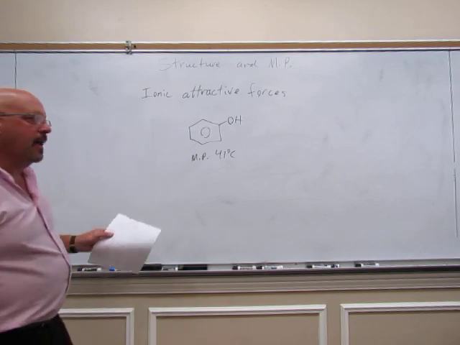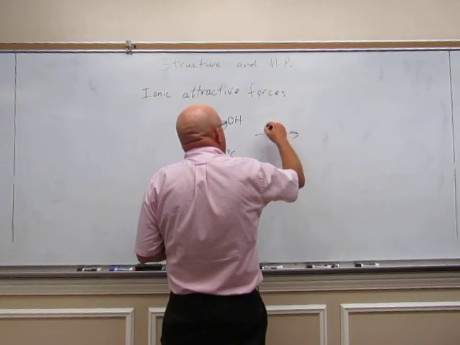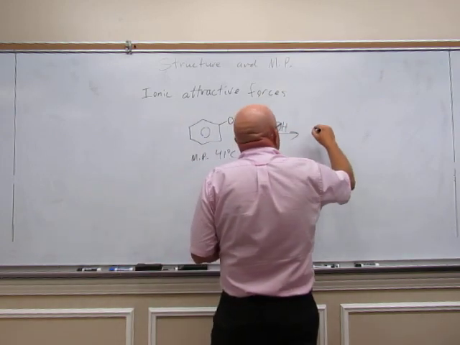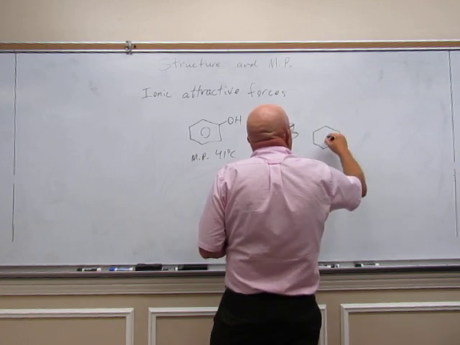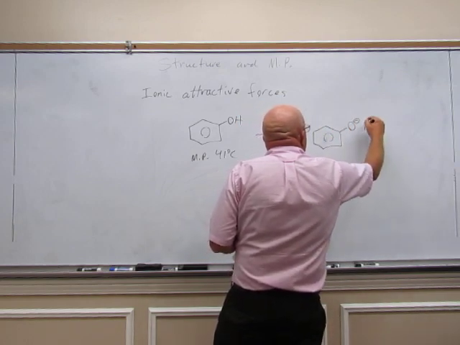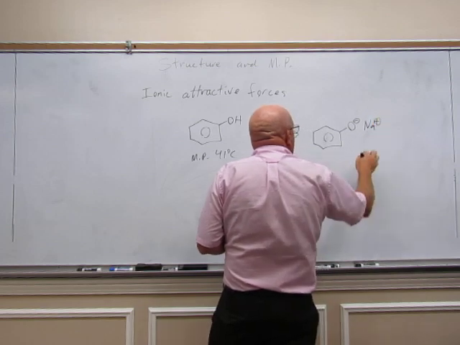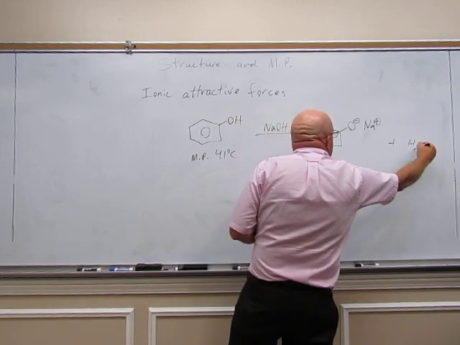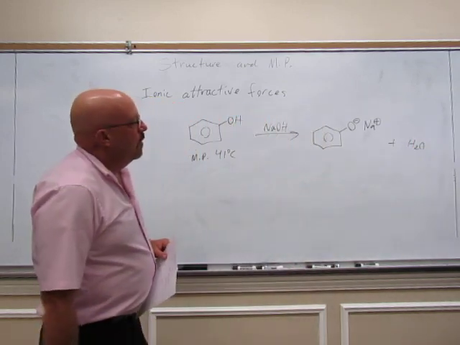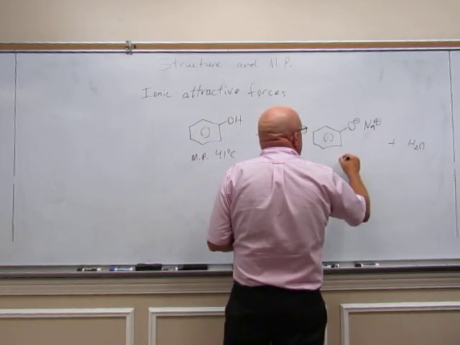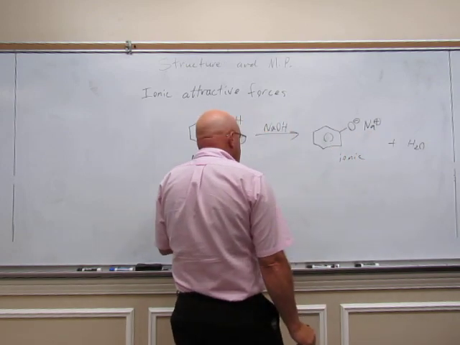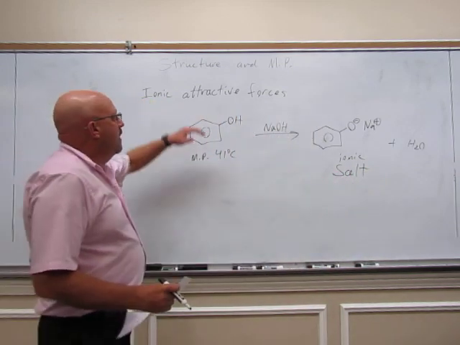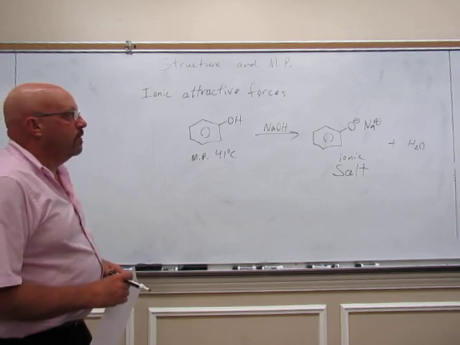We know that can be an acid, so let's react it with a good strong base. Sodium hydroxide is plenty strong enough to pull off the hydrogen. And then that gives us an ionic bond. So the OH grabbed the hydrogen, we made water. But we have an ionic bond here. In other words, this is a salt. And these will have the highest melting points.